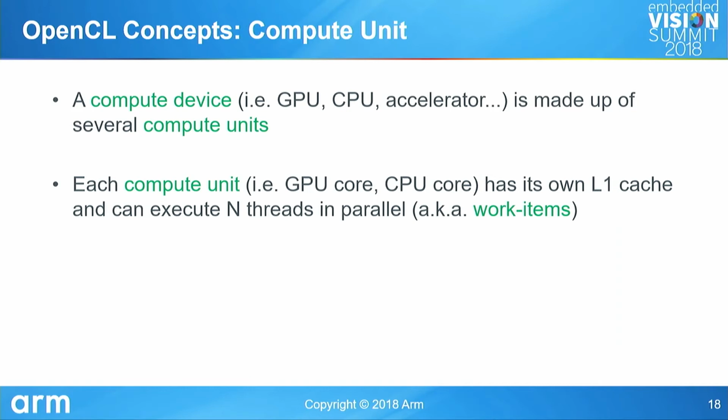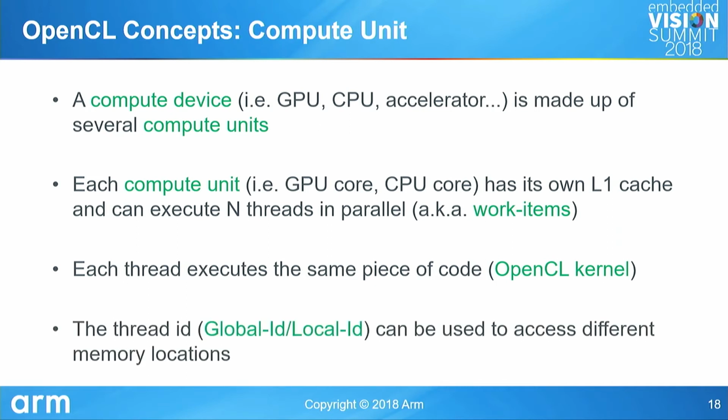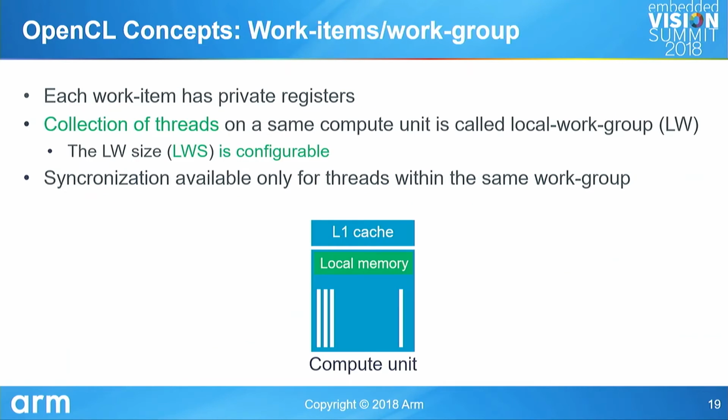From the OpenCL point of view, essentially, the thread is called a work item. Each thread executes the same piece of code, which is called the OpenCL kernel, and the thread ID is used to access different memory locations. This is the key aspect we'll see later when we talk about local workgroup size tuning. Because essentially, the collection of threads running at the same time on a compute unit is called a workgroup, okay? Local workgroup. And the number of threads inside the workgroup is configurable.